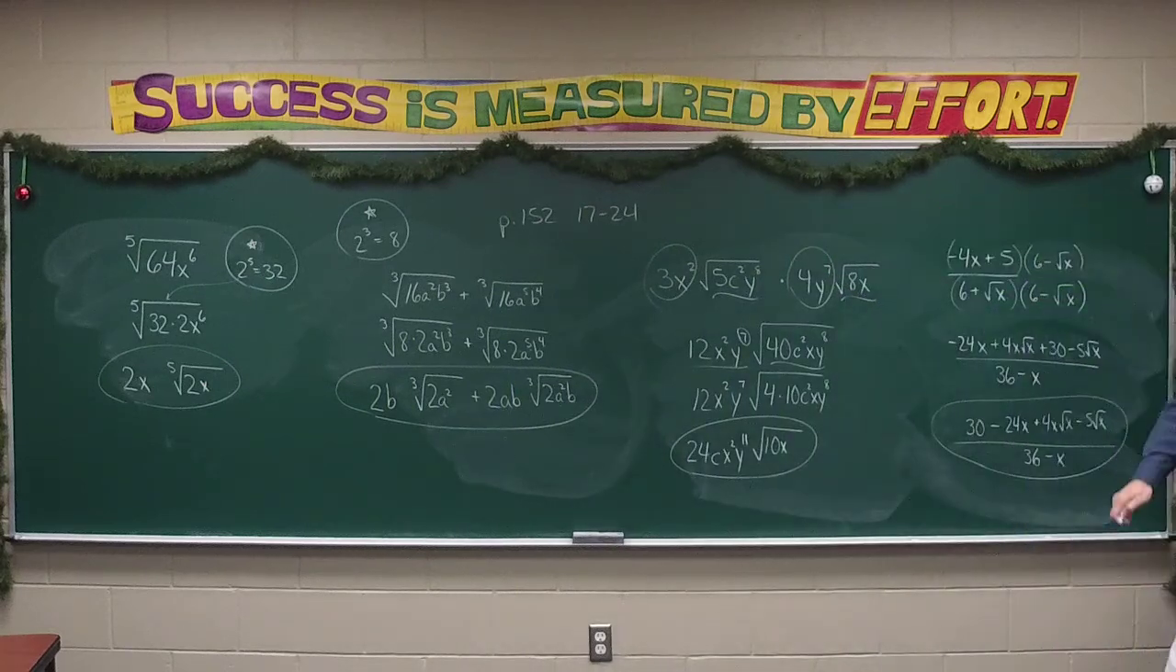All right, look at this one here. We got a 2-term radical denominator. Got to multiply by the conjugate, 6 negative square root of x. Square the first, 36. Square the last, x. Put a minus sign between them. Can't do anything with it, so it's just going to stay 36 minus x.